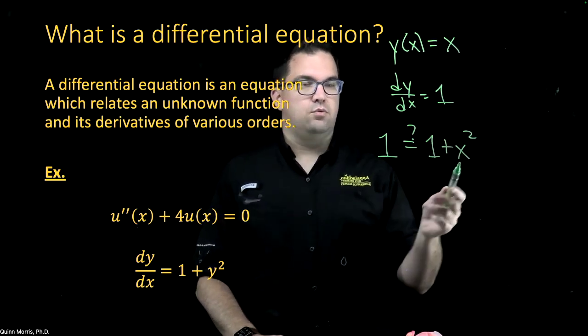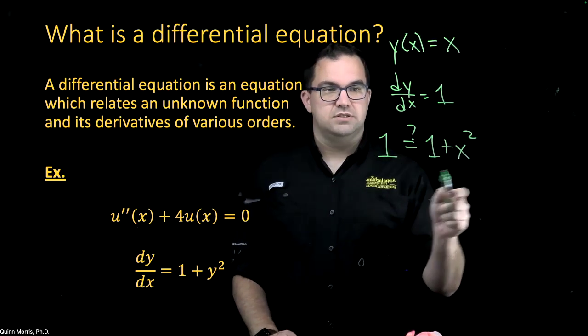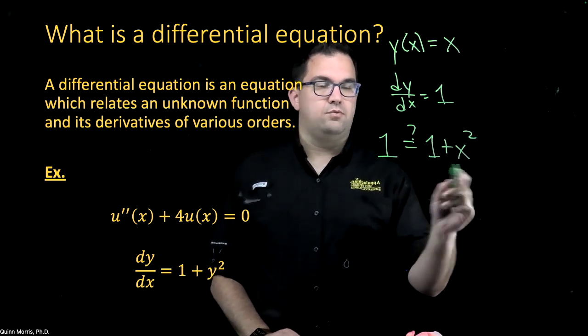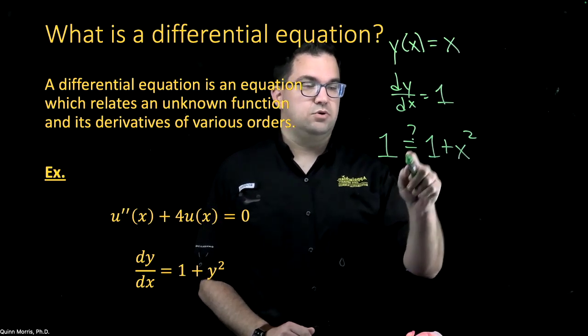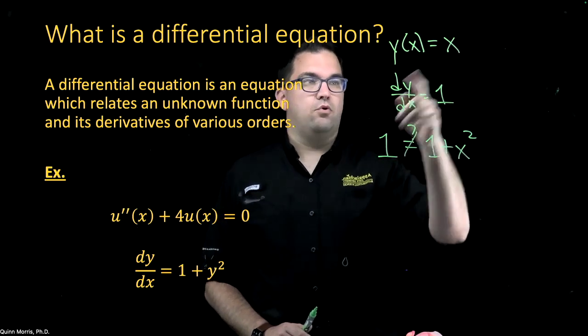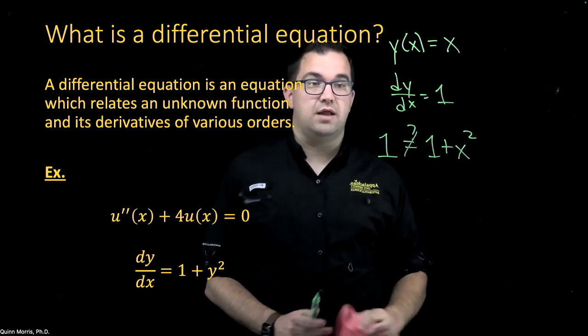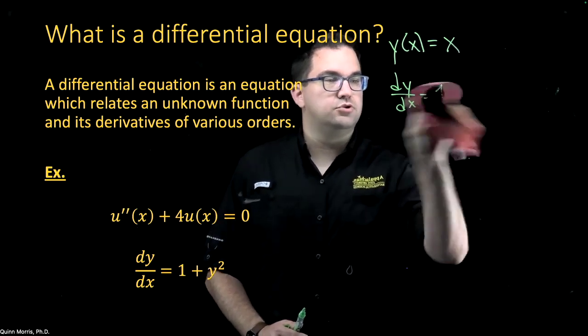Here you might say, well, sure it is if x is equal to 0. But I'm thinking of these as functions. So in order for this equality to hold, I would want it to be true for all values of x. And these two clearly are not equal for all values of x. Therefore, y of x equals x is not a solution.